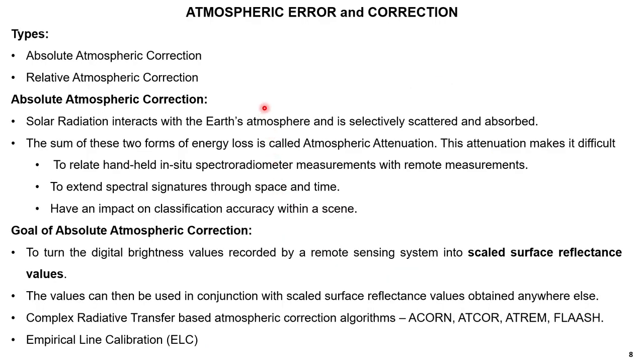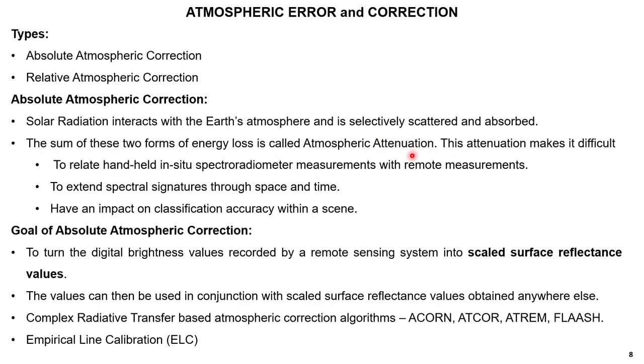So there are two types of atmospheric correction. One is the absolute atmospheric correction. The second one is the relative atmospheric correction. So in absolute atmospheric correction, first we know that the solar radiation interacts with the Earth's atmosphere and it is scattered and absorbed, and we have some energy loss in it, which is called atmospheric attenuation.